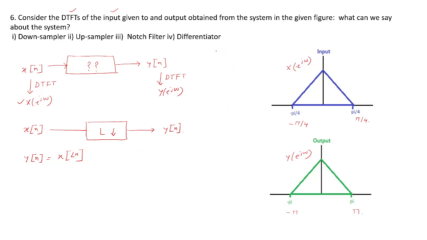For example, if x[n] is something like this, this is the plot of x[n] in discrete time. Now if you downsample it by a factor of 2, let's say, then it is going to pick this, skip this and pick this, again skip this, pick this. So the downsampled version of x[n] is going to contain something like this. It skips the sample completely in between.